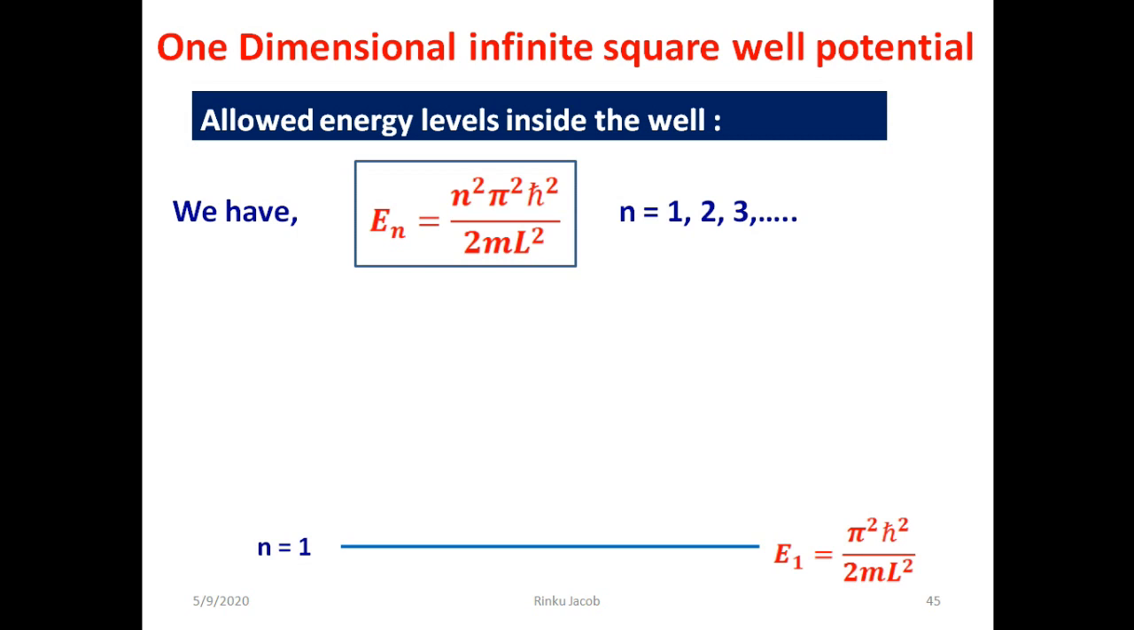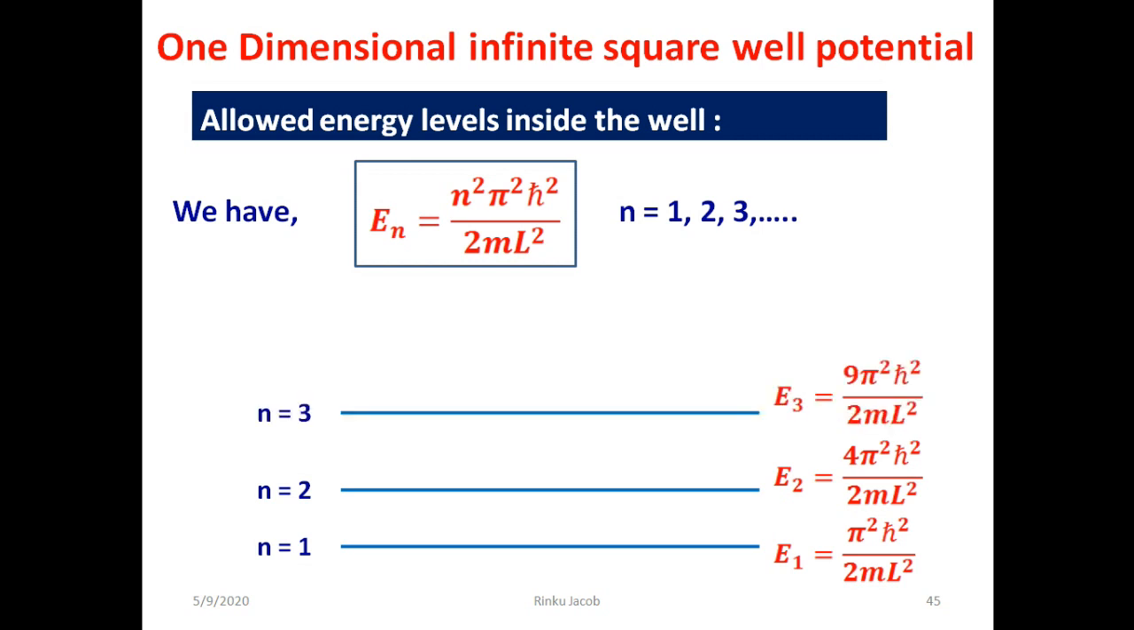Now when we put n equal to 2, the equation gives E2 equal to 2²π²ħ²/2mL². That is, the next possible energy allowed for the trapped particle is 4 times the ground state energy. Similarly, when we put n equal to 3, we get the next possible energy E3 as 9 times the ground state energy. And if we put n equal to 4, we get 16 times the ground state energy.